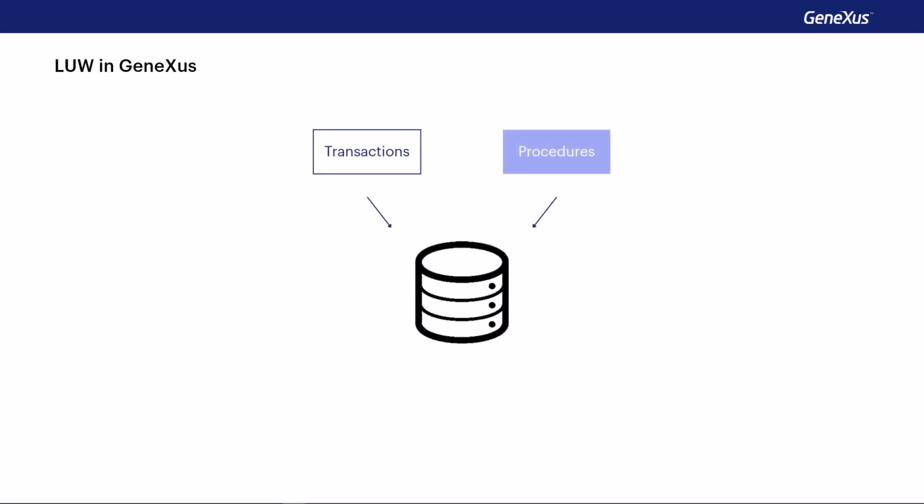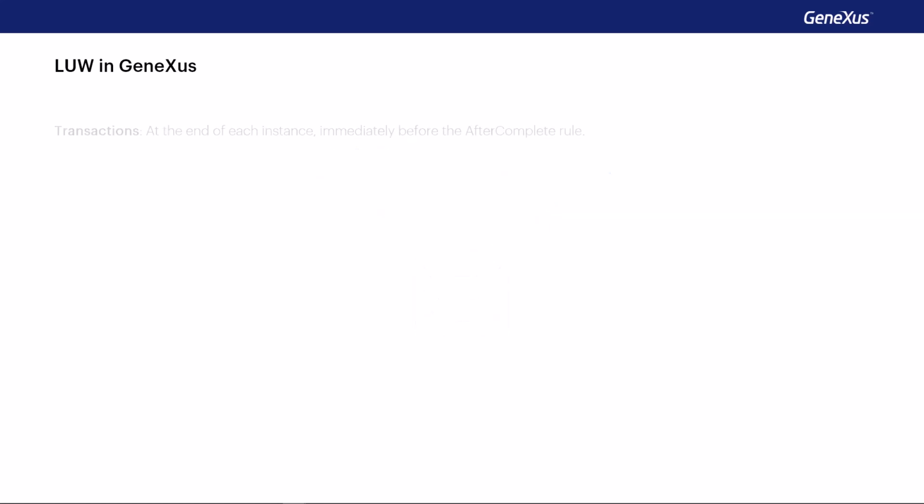Transactions and procedures are the Genexus objects created to update the information in the database. For this reason, Genexus writes the commit command when it generates the programs in the language that has been defined. Where? In the transaction object, at the end of each instance, immediately before the rules with after complete trigger event. In other words, after the header and lines have been handled. In the procedure object, at the end of the source.